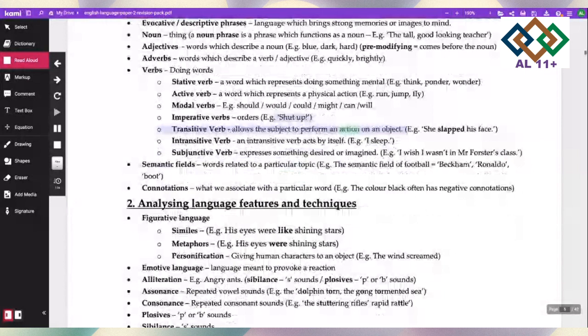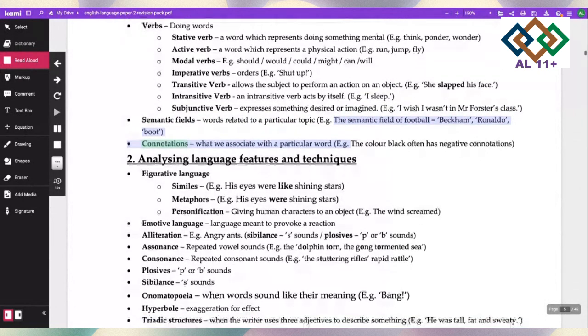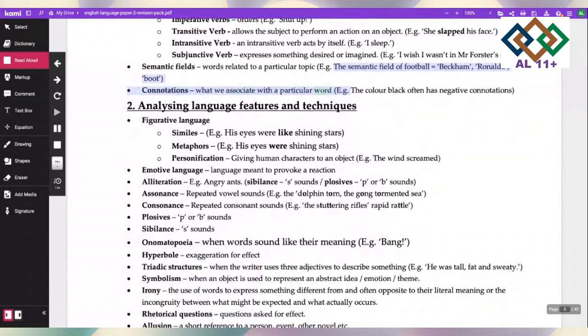Subjunctive verb: expresses something desired or imagined, e.g., I wish I wasn't in Mr. Forster's class. Semantic fields: words related to a particular topic, e.g., the semantic field of football equals Beckham, Ronaldo, boot. Connotations: what we associate with a particular word, e.g., the color black often has negative connotations.